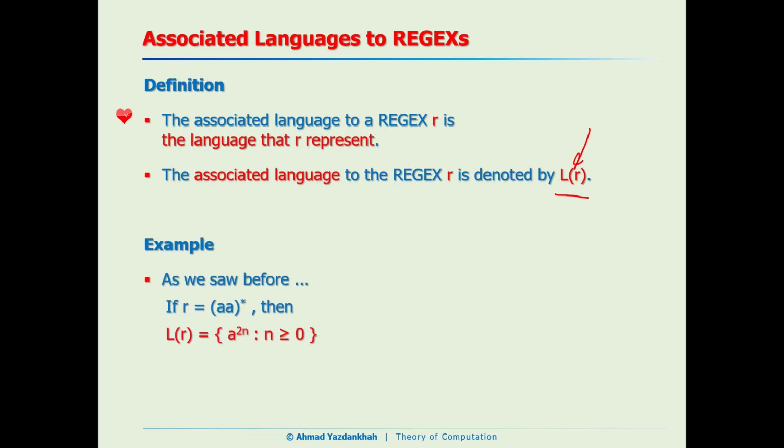Here is an example. R equal to AA star. We already know that it is A to the 2n such that n greater than or equal to 0. It means that 0 or more concatenation of AA.